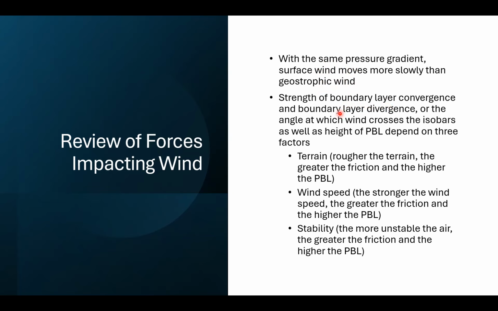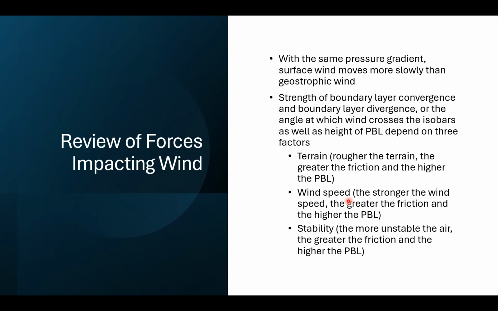Now, the strength of the boundary layer convergence and boundary layer divergence, or the angle at which the wind crosses these lines of equal barometric pressure, these isobars, as well as the height of this planetary boundary layer, are really going to depend on three main factors. Terrain is one of those factors. The rougher the terrain, the greater the friction is going to be, and the higher what's known as the planetary boundary layer is going to be. Just remember, PBL, planetary boundary layer, is just that layer of the atmosphere from the surface to about 1 kilometer where friction is a factor.